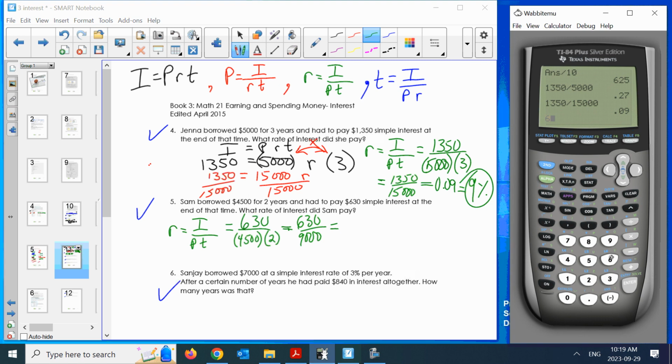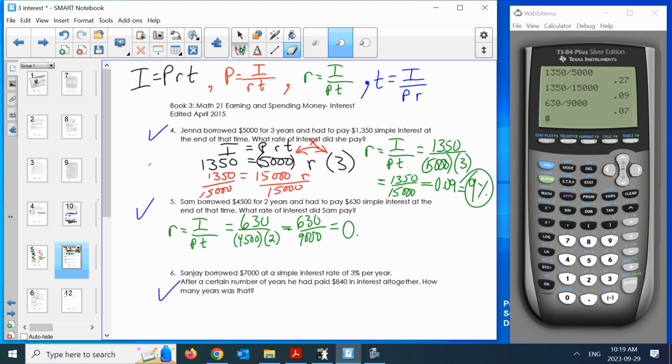I'll take a look and see if everything's out there. You guys get 7%? 0.07. Put the decimal down first. And then 0.007, nope, 0.07. 7%. Circle what I think is the right answer.